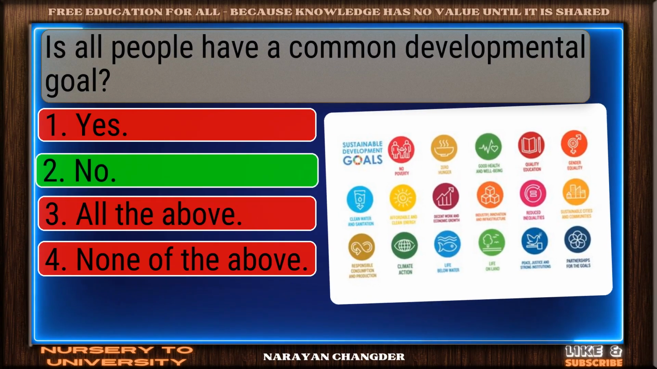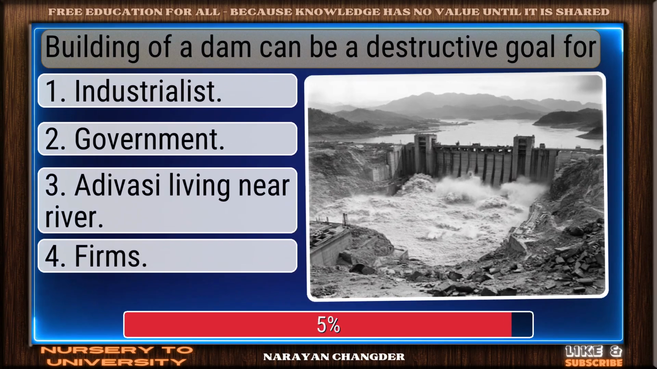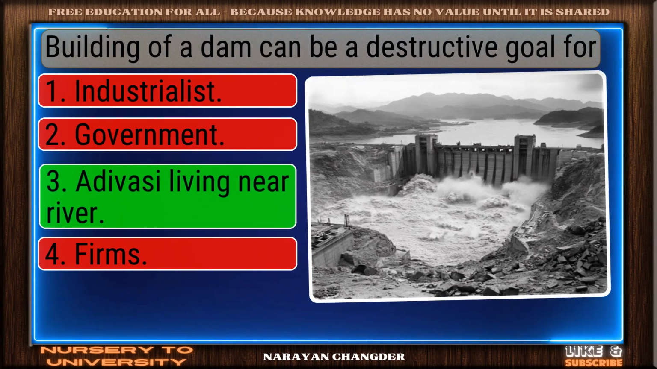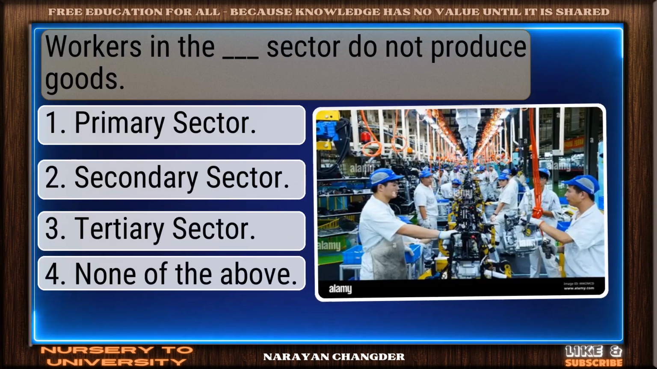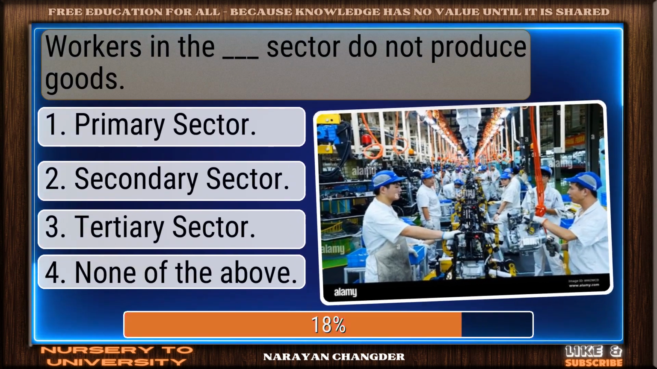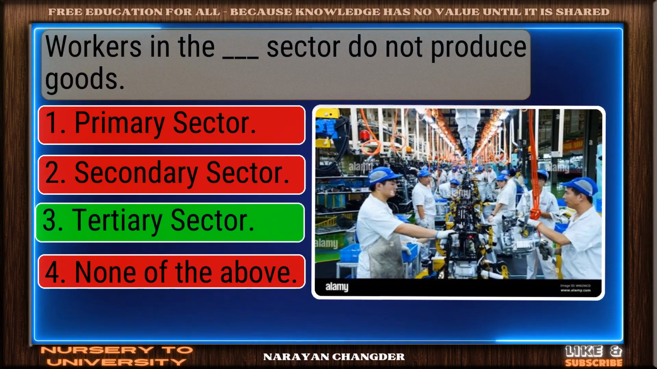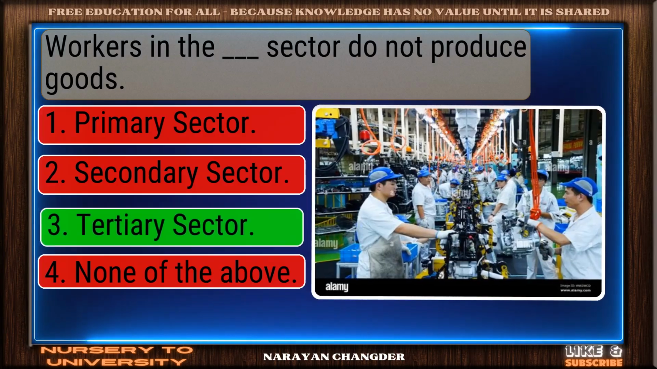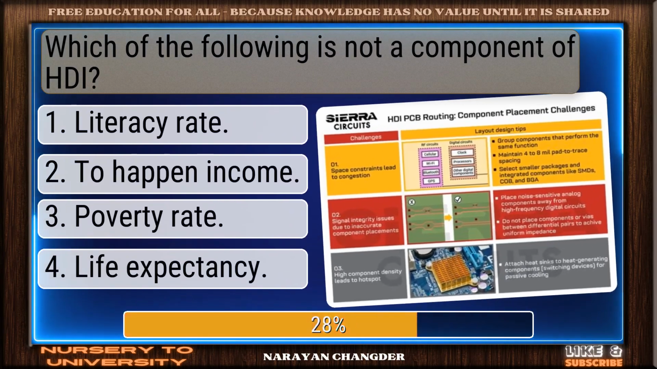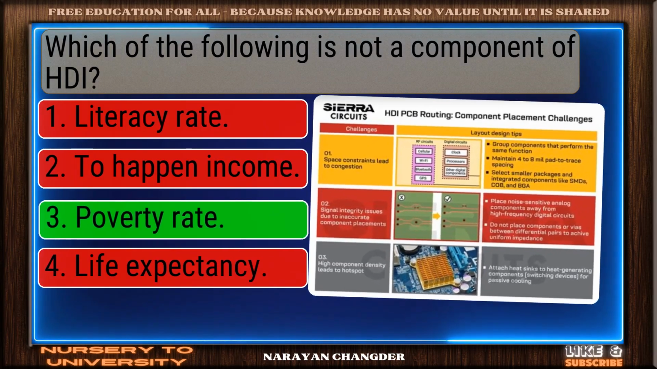Nicely done. No is solid. Building of a dam can be a destructive goal for. Right choice. Adivasi living near river is best. Workers in the dash sector do not produce goods. Sharp thinking. Tertiary sector is right. Which of the following is not a component of HDI? You chose poverty rate. Correct.